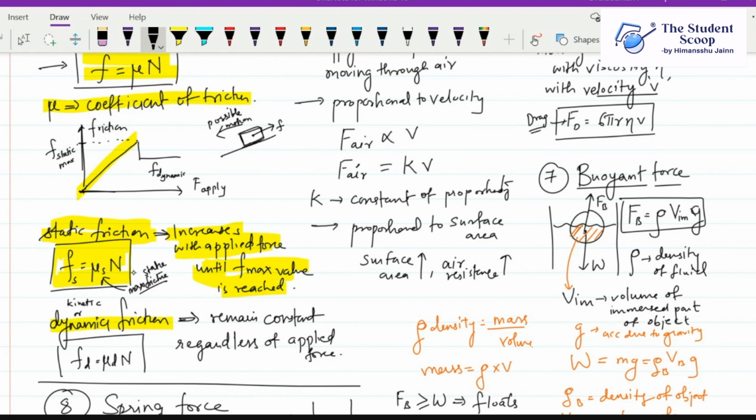So it is a variable quantity. It changes from 0 to 1. That is something we need to be aware of. And then dynamic friction is a constant force. So no matter how much force you apply, regardless of the applied force, it will remain constant. It can be calculated by this.